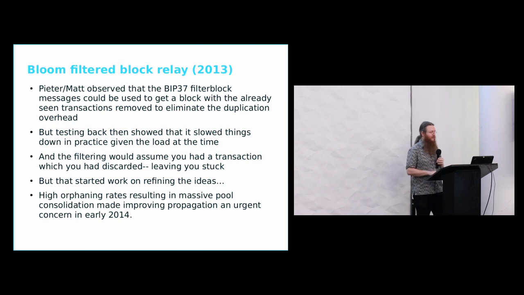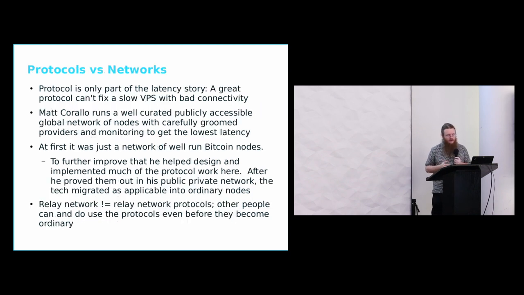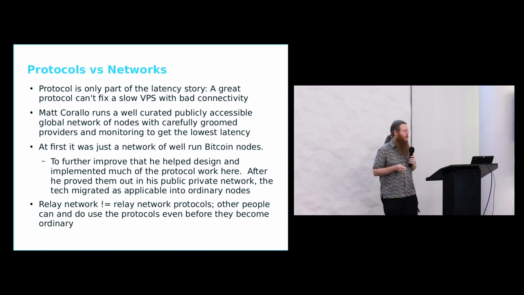Of course, this doesn't usually get publicized. And we saw things like ghash.io creeping up to a majority of the network hash rate on a single node. So these high orphaning rates were a clear causative factor, and we started working on things to fix it. One of the first things Matt did to fix it is he started the block relay network.